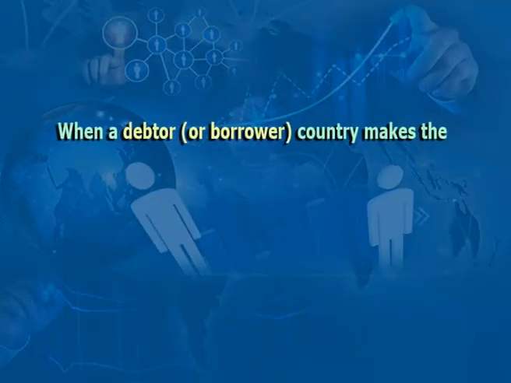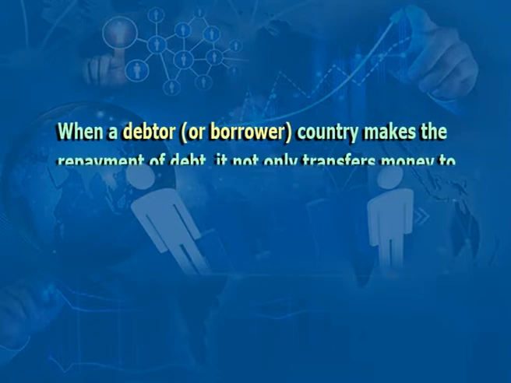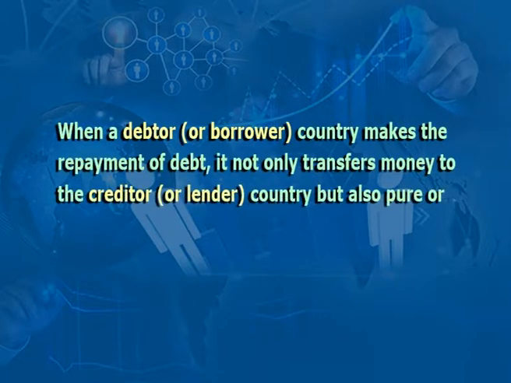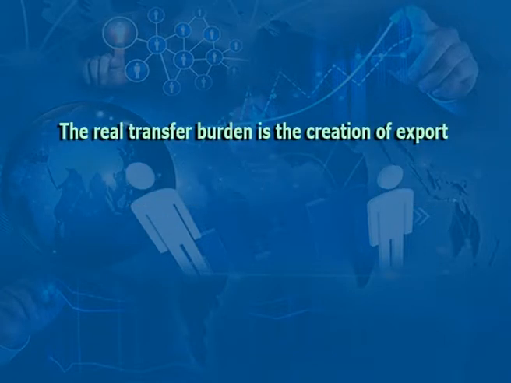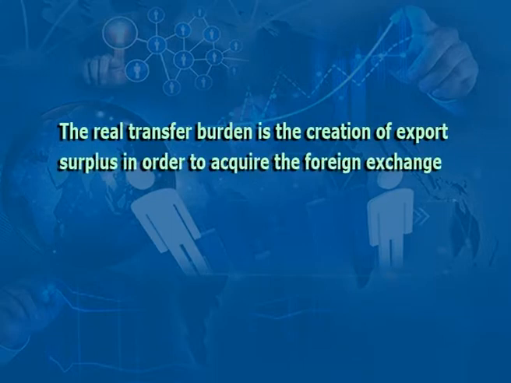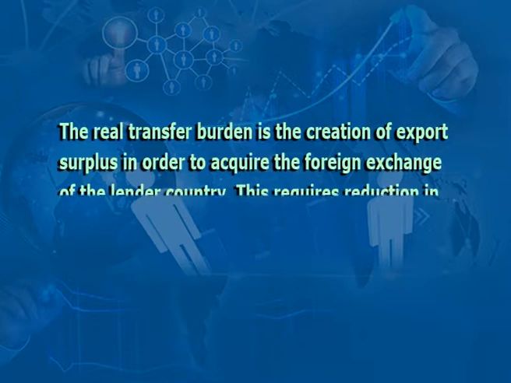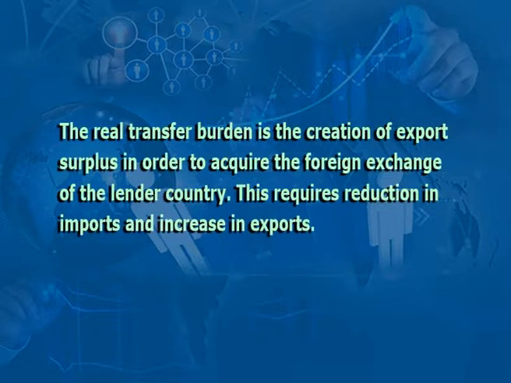The external transfer problem is how to raise net exports of goods and services to meet debt repayments. When a debtor, or borrower, country makes the repayment of debt, it not only transfers money to the creditor, or lender, country, but also pure or real resources. The real transfer burden is the creation of export surplus in order to acquire the foreign exchange of the lender country. This requires reduction in imports and an increase in exports.